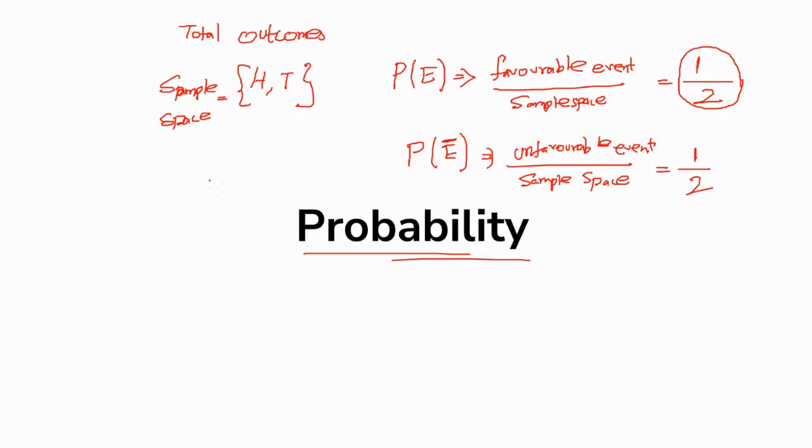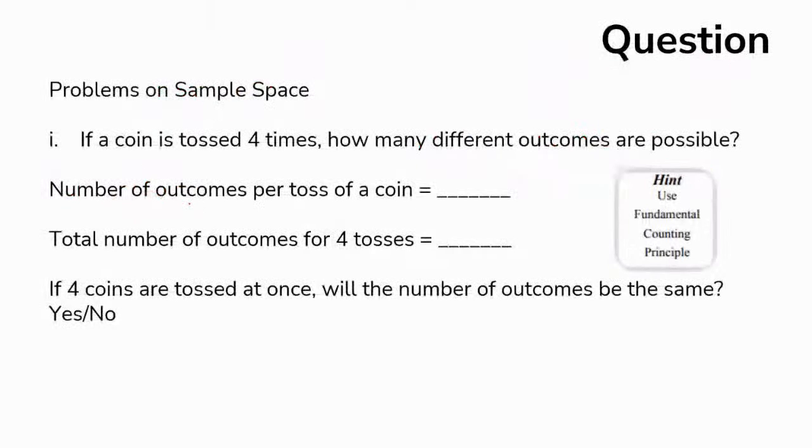And the last thing is, whenever you add the favorable event probability and the unfavorable event probability, it will always be 1, because the favorable event is head and the unfavorable event is tail. So obviously it will cover all the two possible answers. So 2 by 2 is nothing but 1. So whenever the probability of favorable plus the probability of unfavorable is added, you will get the value as 1.